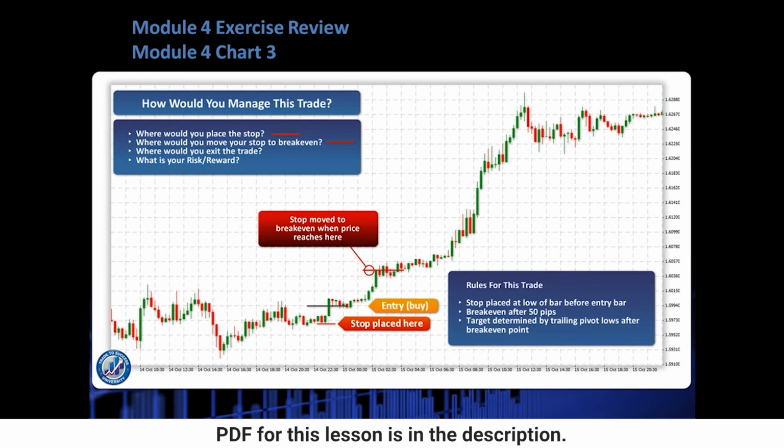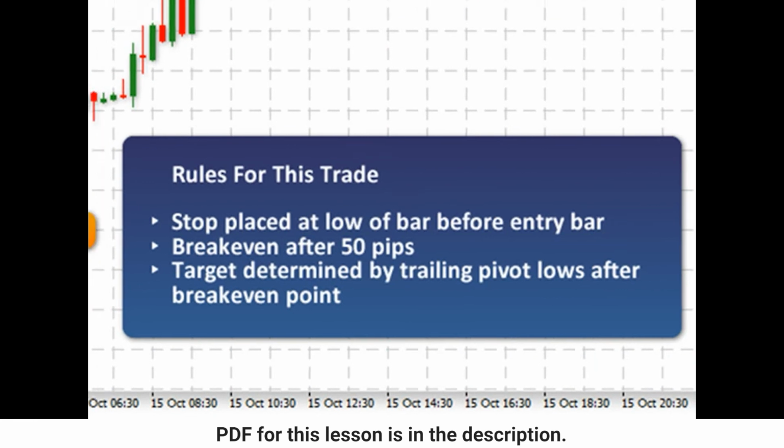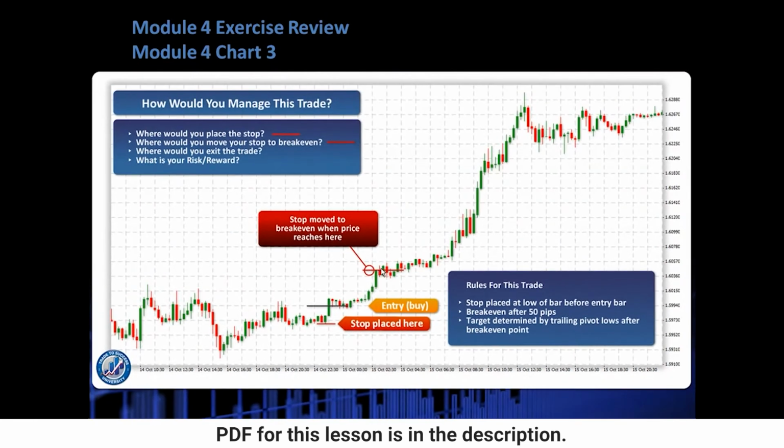What about your target? Where are you going to exit? Well, the target is determined by trailing pivot lows after the break-even point. So after the break-even point, which is this price right here, we are going to start looking at every single pivot low, and we're going to be moving our stop up and up and up until we get stopped out.